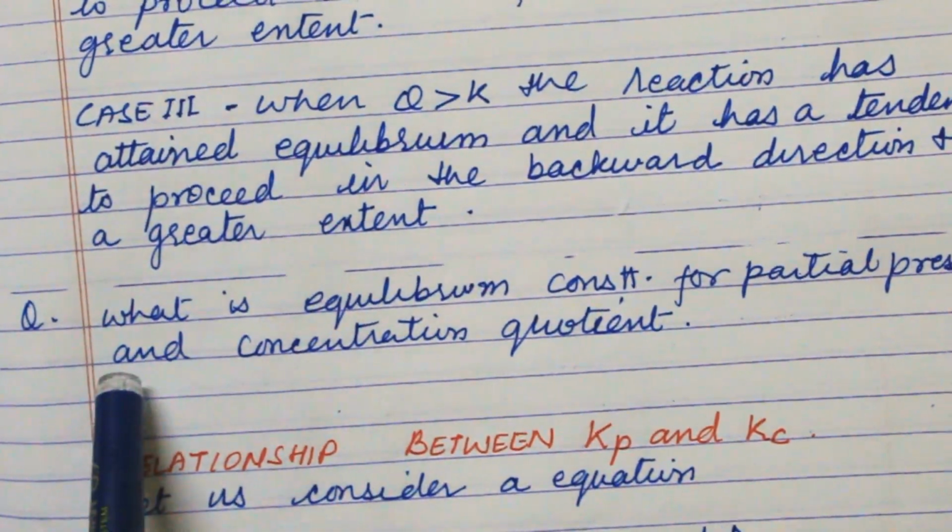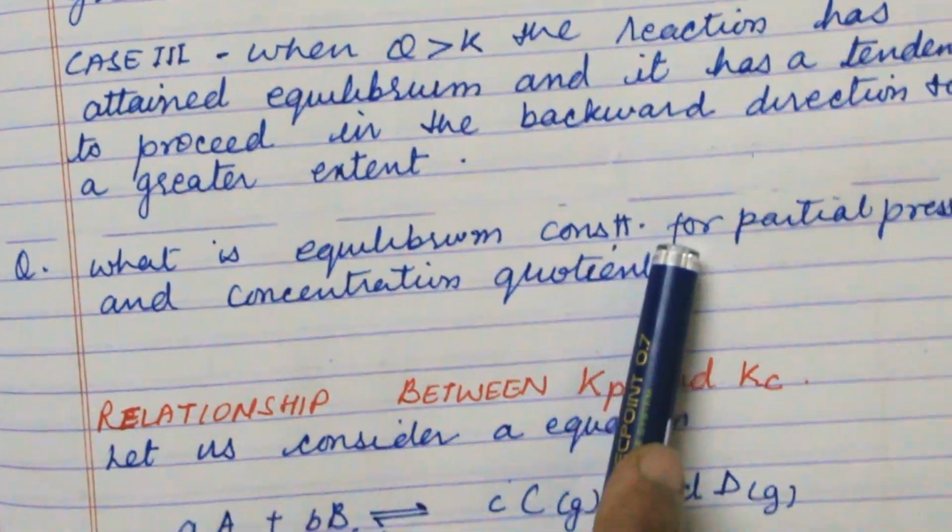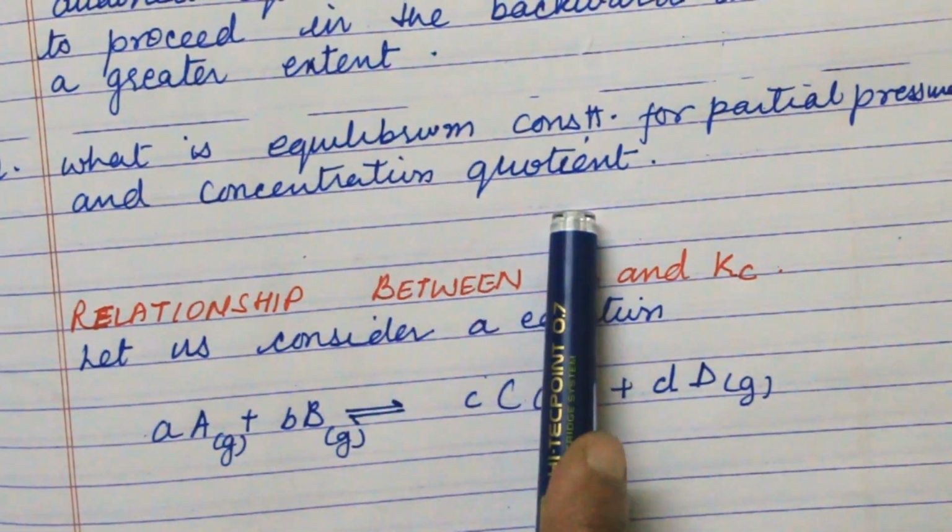So my question for today is, what is the equilibrium constant for partial pressure and concentration quotient?